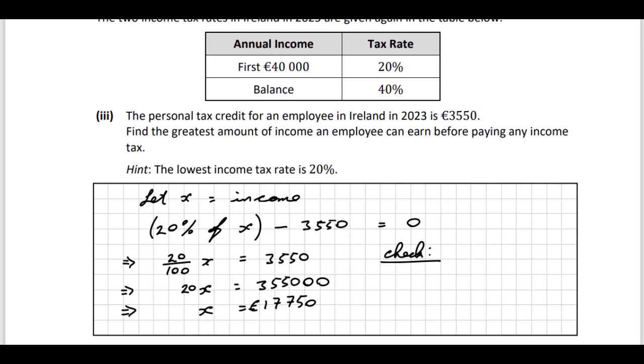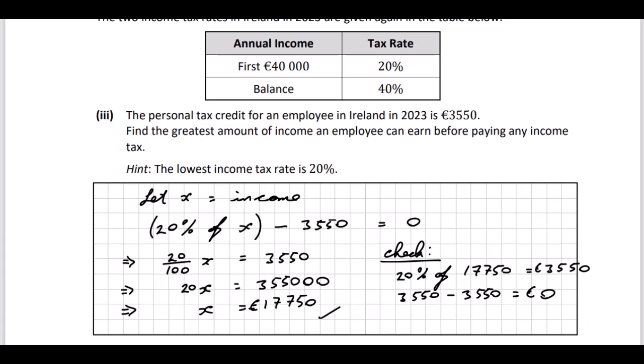So let's see, if someone earns this amount here, they're earning under 40,000, so they only have to pay 20% tax. So if we get 20% of 17,750, what we'll end up with is 3,550 euros. This here would be the gross amount of tax that this person has to pay. Now what we've got to do is take away the tax credits. Well, the tax credits were 3,550, so that means this person will pay 0 euros in tax. So this is correct. Okay, let's move on then to part 4.